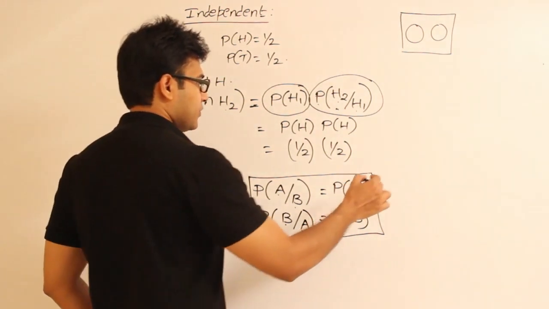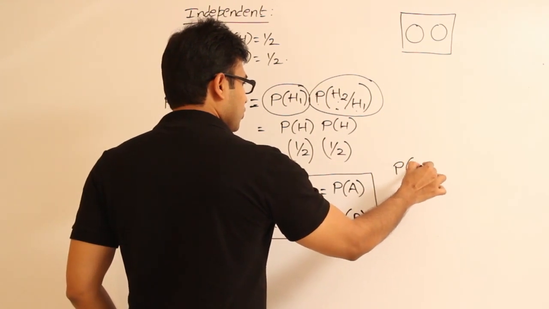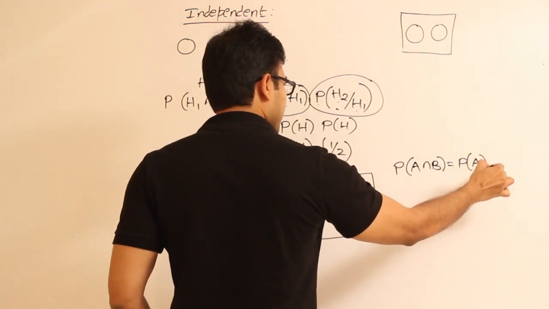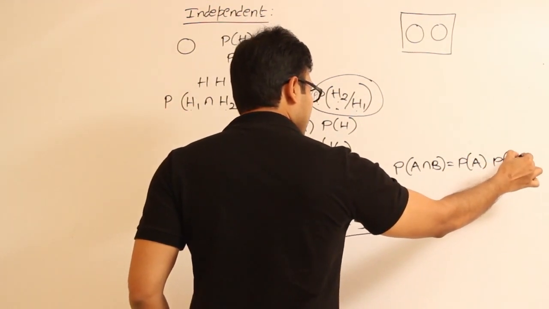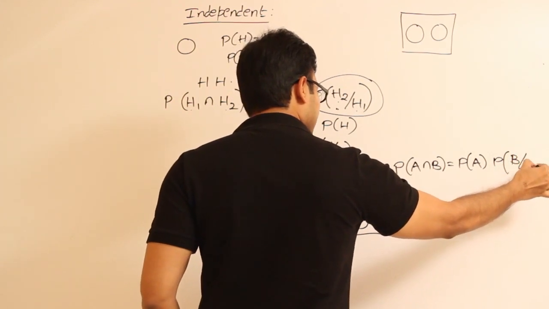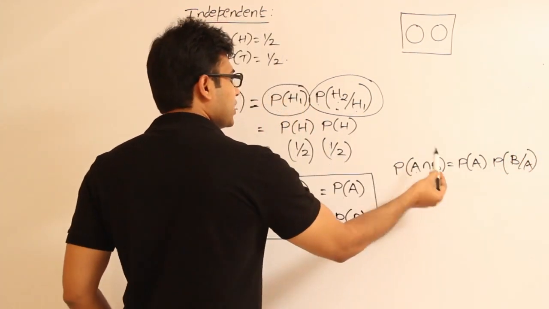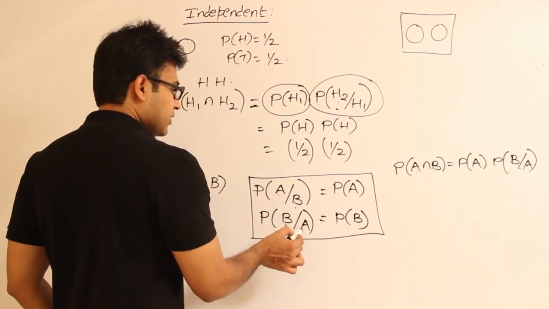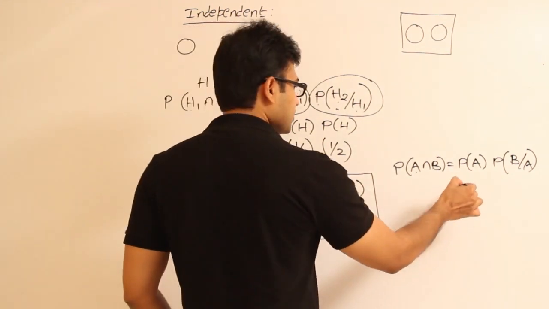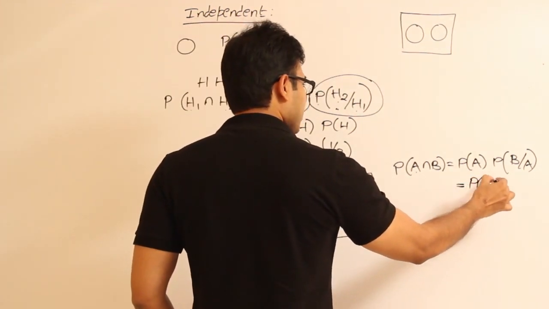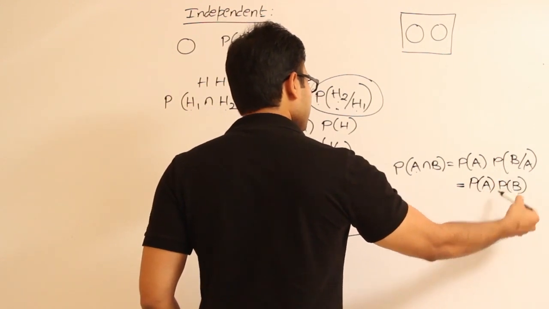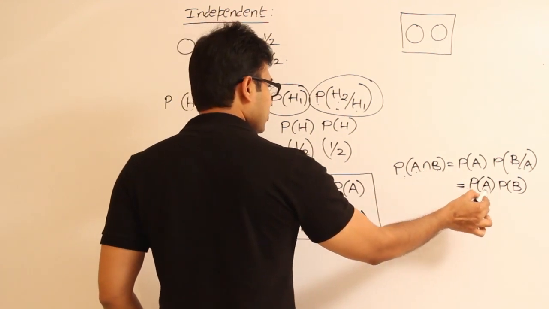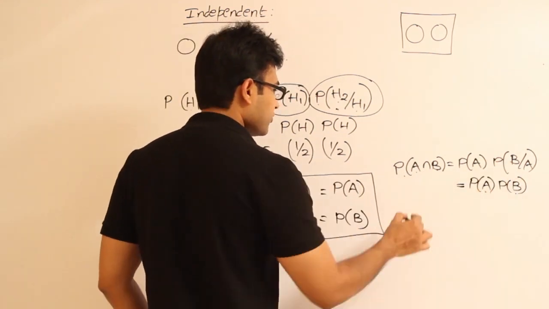In the multiplication theorem, we know that if A and B are two events, then we have already seen this: the probability of A into the probability of B given A, right? Now assume that these two are independent events. If these two are independent events, then what can we say? Since the probability of B given A is equal to the probability of B, I am going to substitute it, which means the probability of A into the probability of B. This is very important.